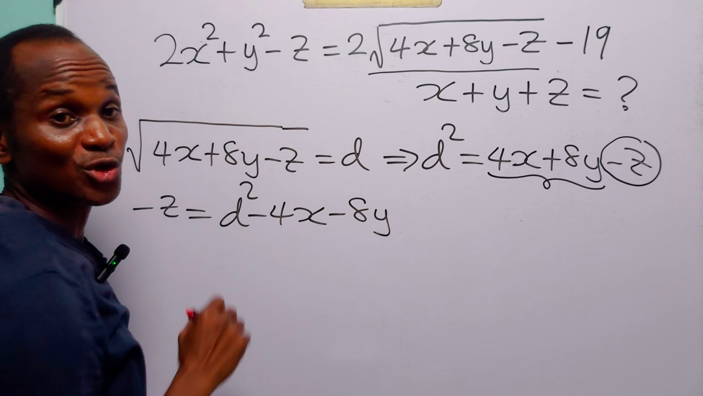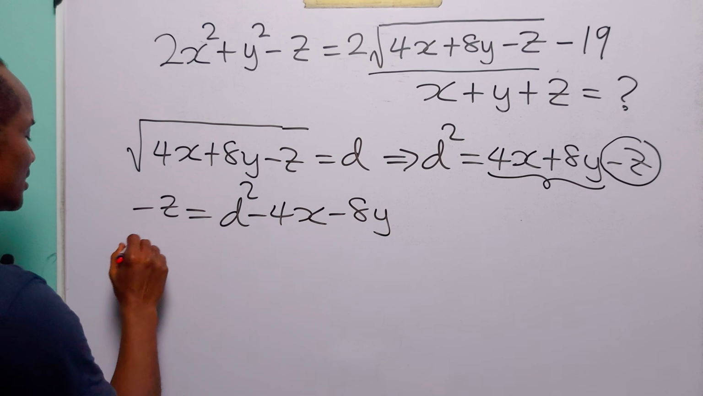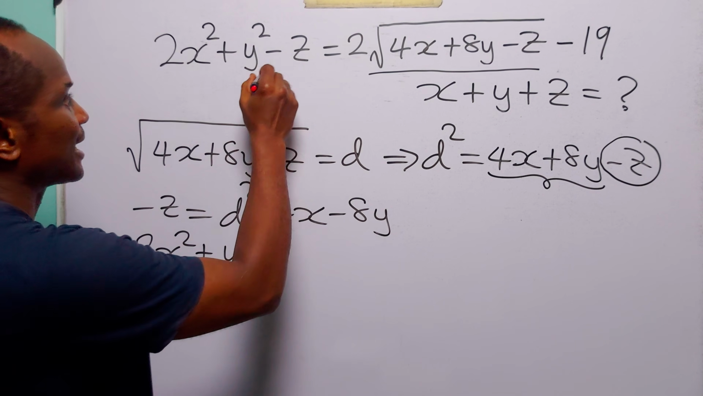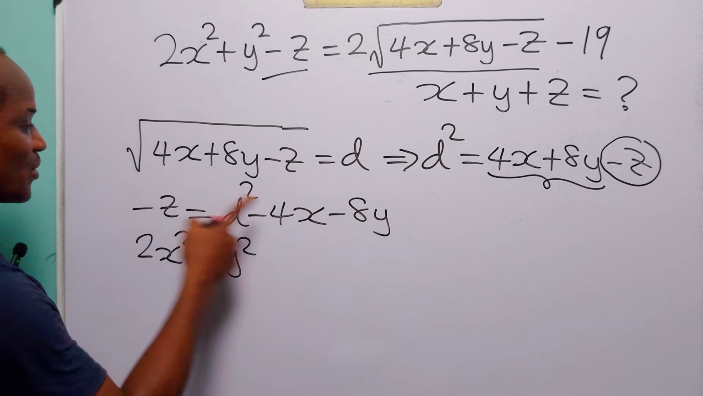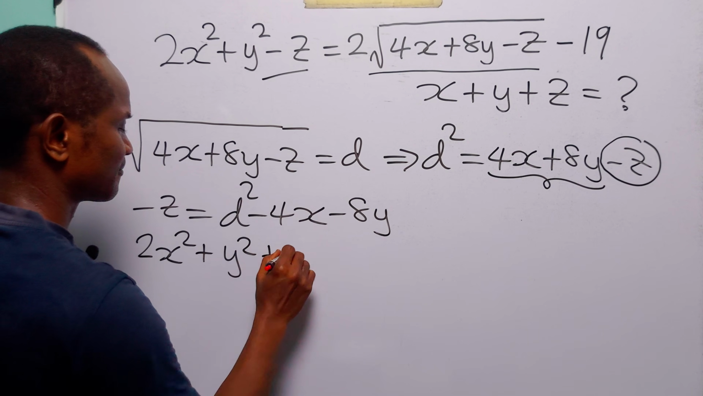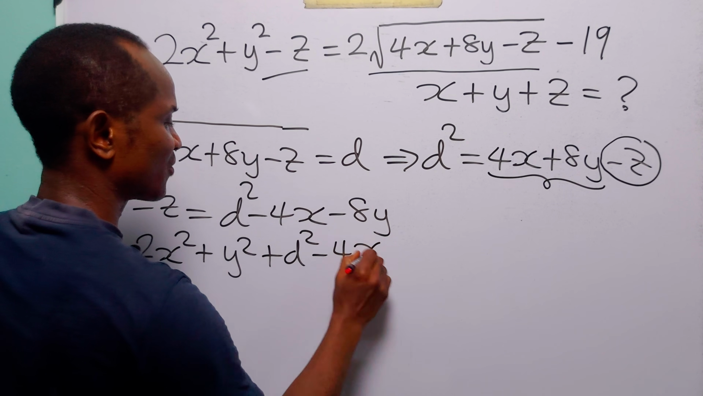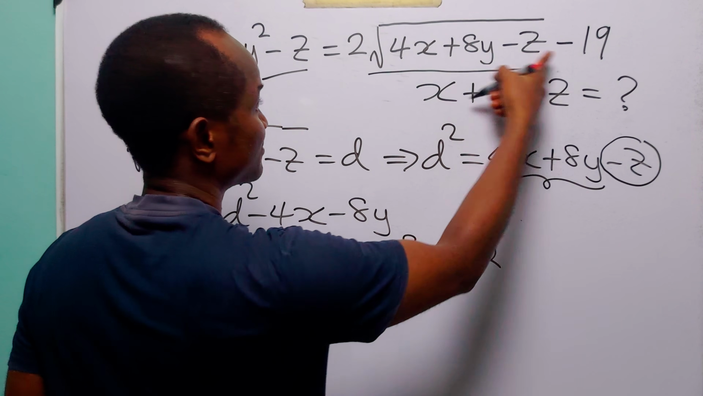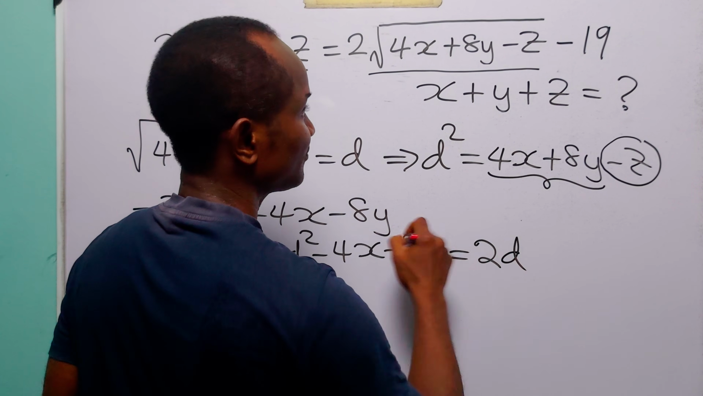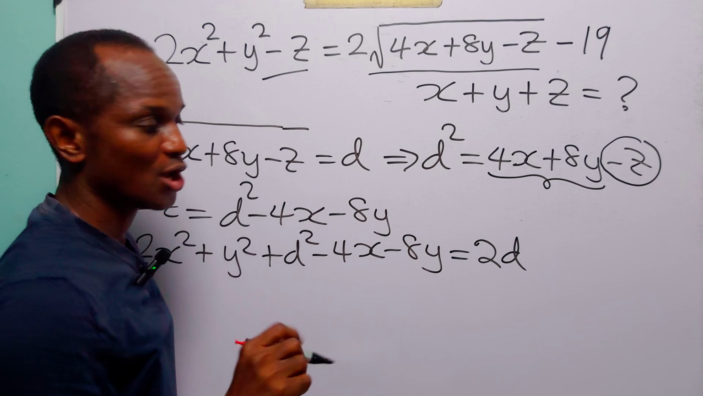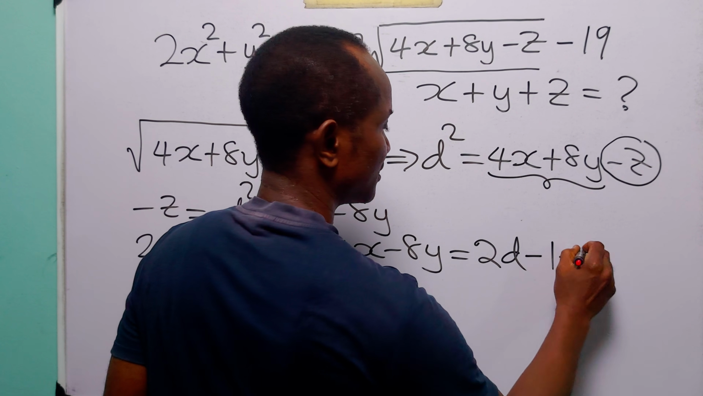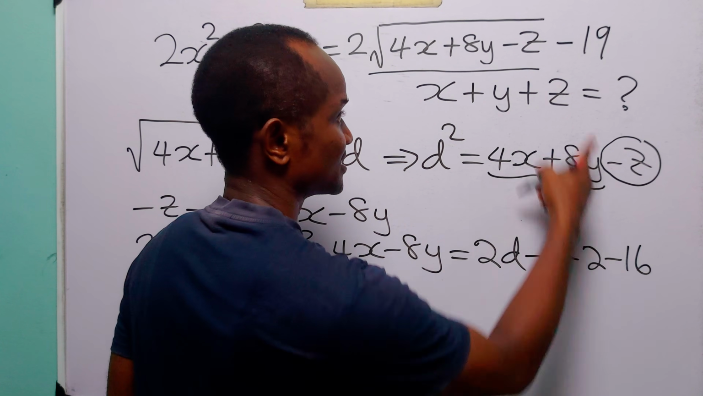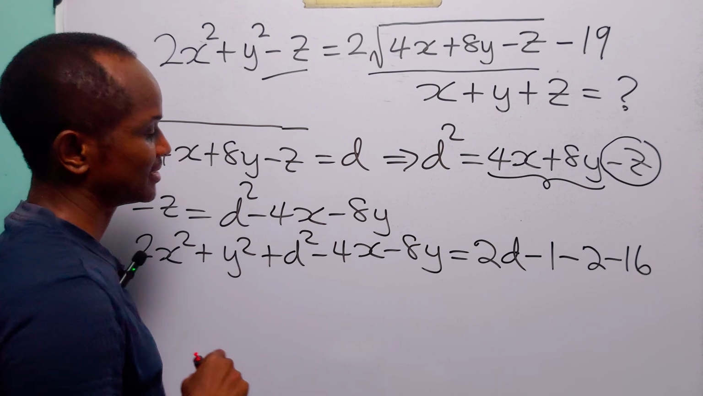Now, let us rewrite the original equation. We have 2x squared plus y squared. Now, in place of minus z, we are going to write this, that is d squared minus 4x minus 8y. And then this is equal to 2 times, of course, you know that this is d. In place of minus 19, we are going to write minus 1 minus 2 minus 16. Of course, you know that minus 1 minus 2 minus 16 will give us minus 19.